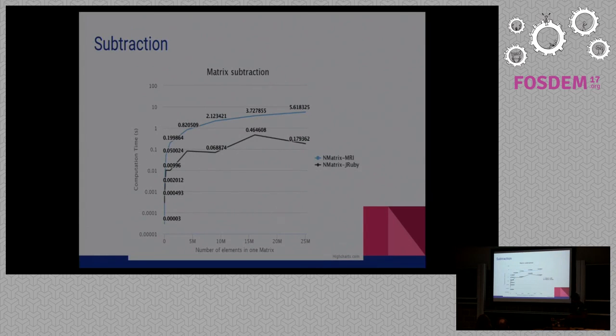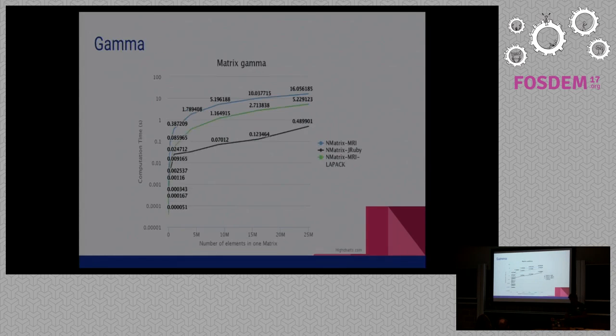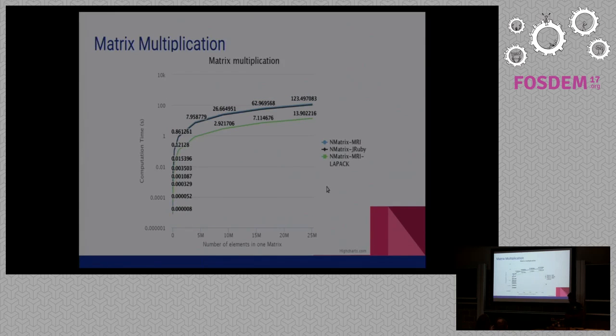Next, for subtraction, we have the same case. It's 40 times faster. Next, for gamma, we compare three: NMatrix MRI, NMatrix JRuby, and NMatrix MRI LAPACK. You can see that NMatrix JRuby is even faster than the Fortran code. It's 10 times faster than NMatrix MRI and MRI LAPACK, and 400 times faster than the other NMatrix MRIs.